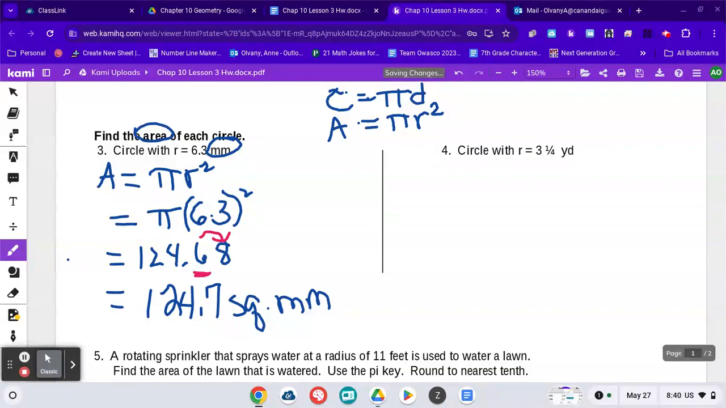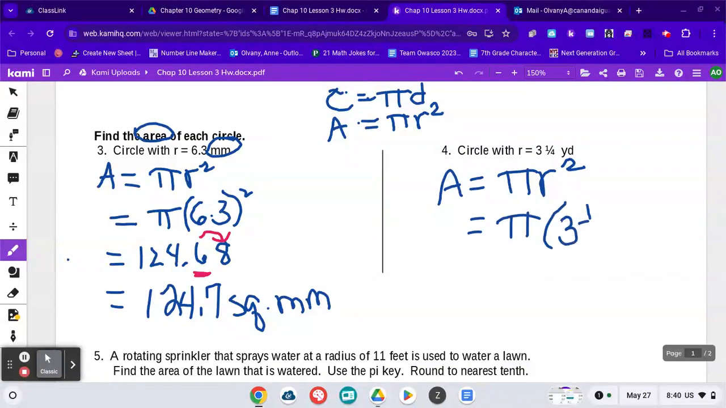Okay, this one is different because it is with a fraction, which is completely fine, but I don't want you to be scared of fractions. Always start with your formula. Area equals pi r squared. Pi times 3 1/4 squared. You have a fraction key on your calculator. So this is no big deal.